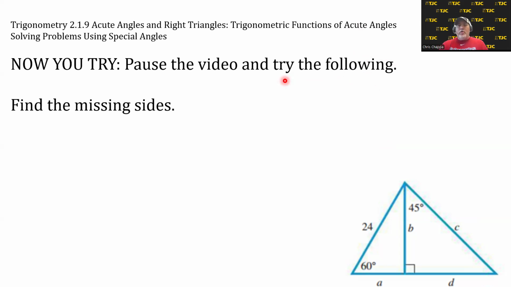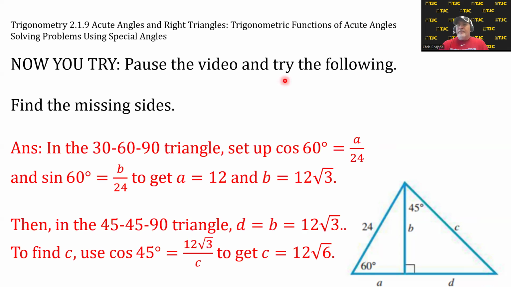All right, here's your fair warning if you haven't paused the video to try to solve it. Solution in 3, 2, and 1. I'll briefly discuss the solution. In the 30, 60, 90 triangle, we could set up cosine of 60 degrees equals A over 24, and sine of 60 degrees equals B over 24. That would give us A equals 12 and B equals 12 times the square root of 3.